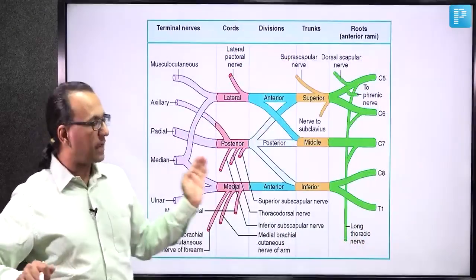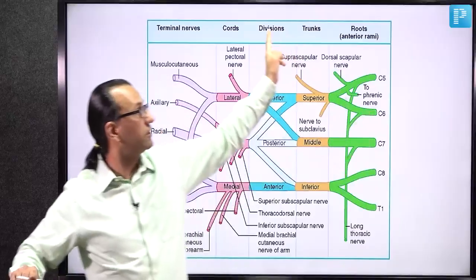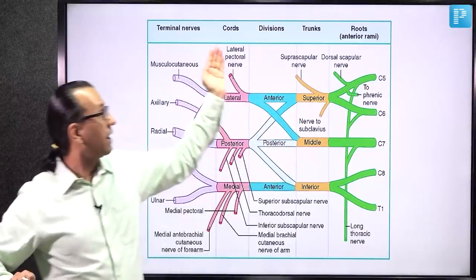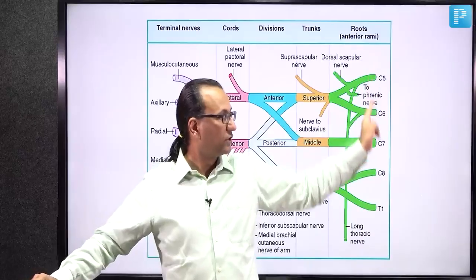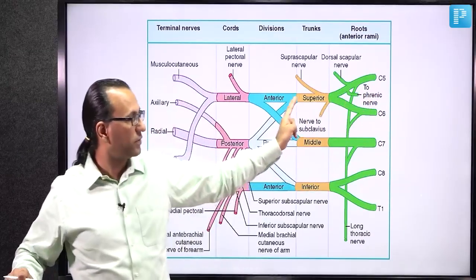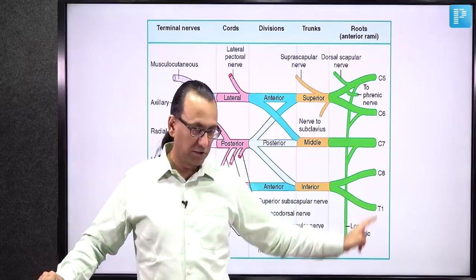Now, this is a schematic diagram of the brachial plexus. You have roots and trunks in the neck region, the divisions passing behind the bone clavicle, and the cords and branches are in the axilla. As we said, the roots of C5, 6 are going to join to form the upper trunk, the middle value C7 for the middle trunk, and the lower trunk has root value C8, T1.